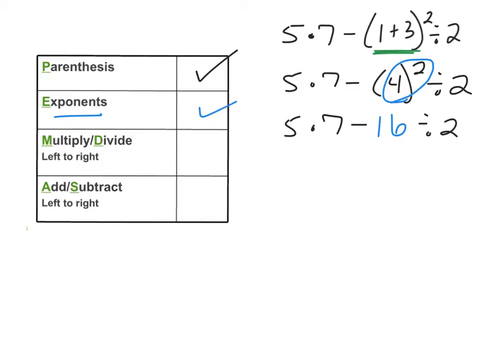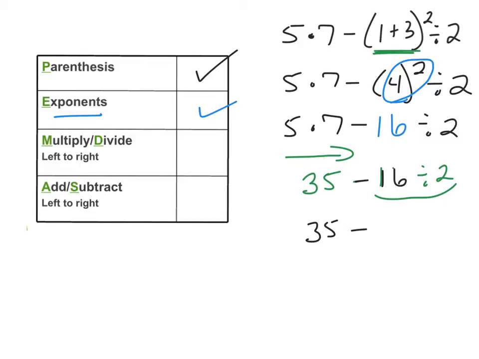Now I'm going to multiply and divide left to right. So I'm going this way across. 5 times 7 is 35 minus 16. Now I have another one over here, I've divided by 2. So I'm going to do this division. 35 minus, and then of course 16 divided by 2 is 8. So that's done. Now I'm down to addition, subtraction, left to right. Well, I only have one, it's subtraction. So when I subtract that, I will get 27.